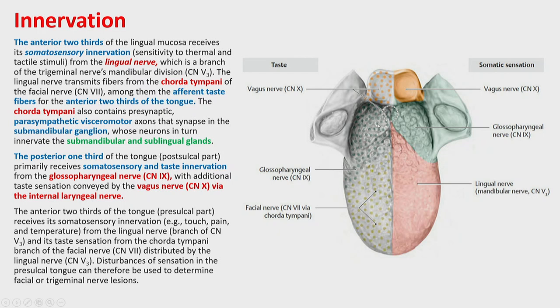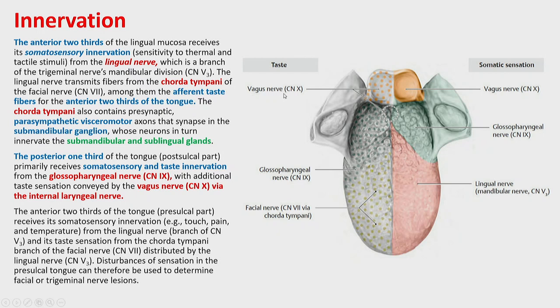But the glossopharyngeal is the same for general sensation or somatic sensation and taste, and this part that it's connecting the root of the tongue to the epiglottis, which is the glossoepiglottic fold, the median and lateral, and vallecula, all of them, they are innervated by the vagus nerve.